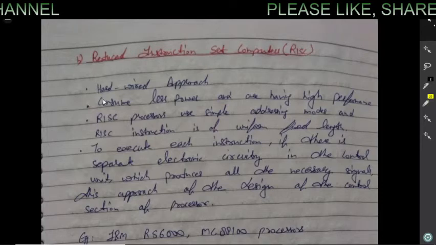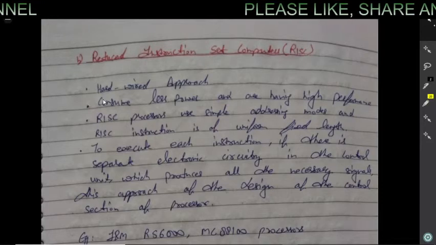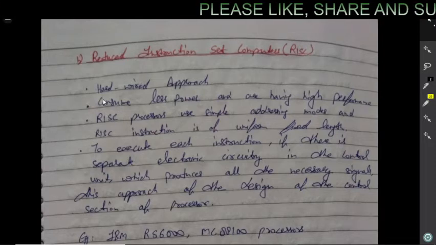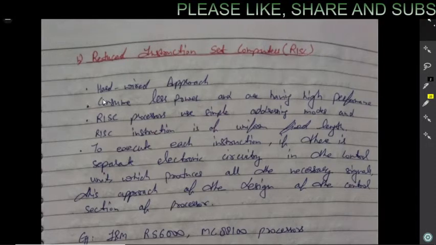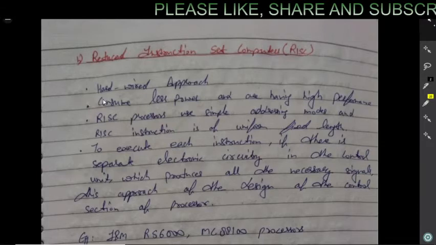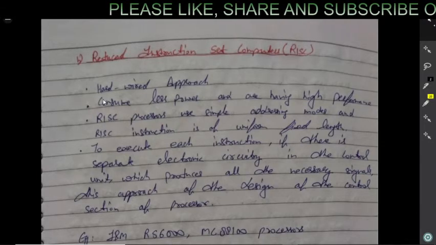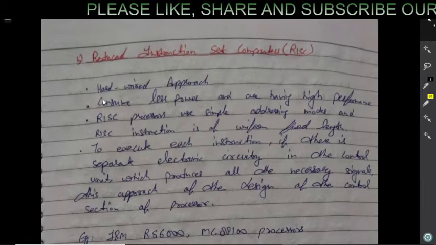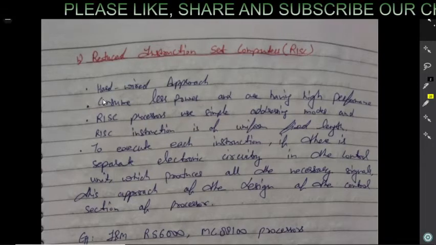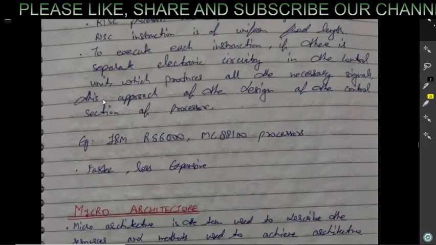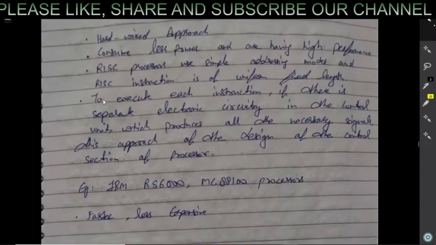RISC processors use simple addressing modes and every instruction is of a uniform fixed length. To execute each instruction there is separate electronic circuitry in the control unit, which produces all the necessary signals. This approach to the design of the control section of the processor is faster and less expensive.